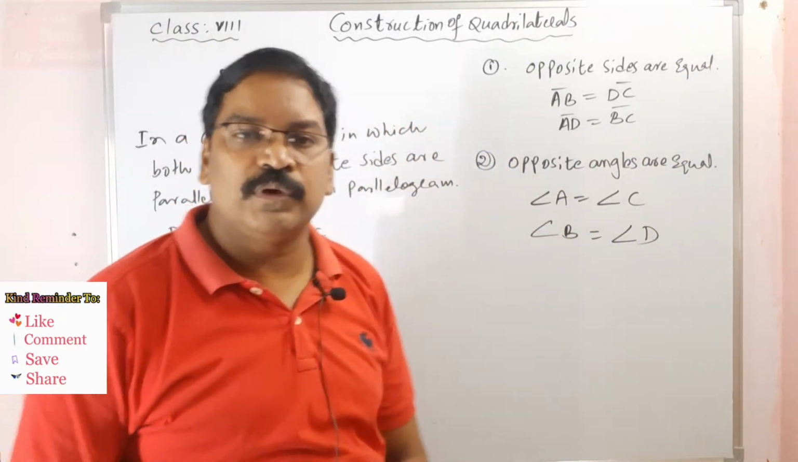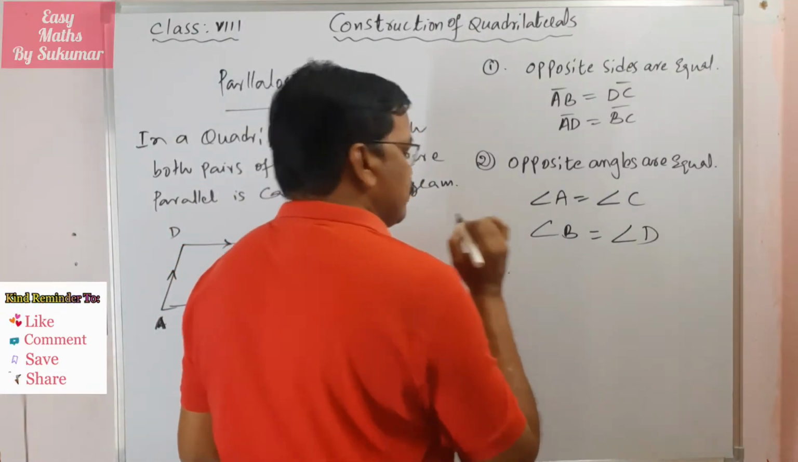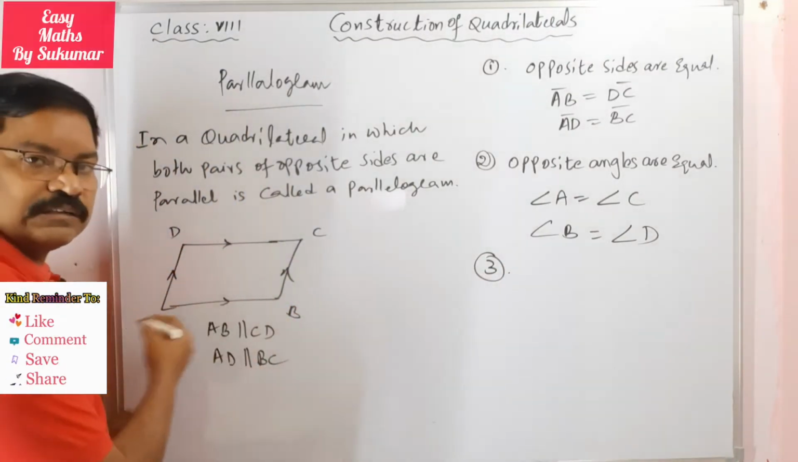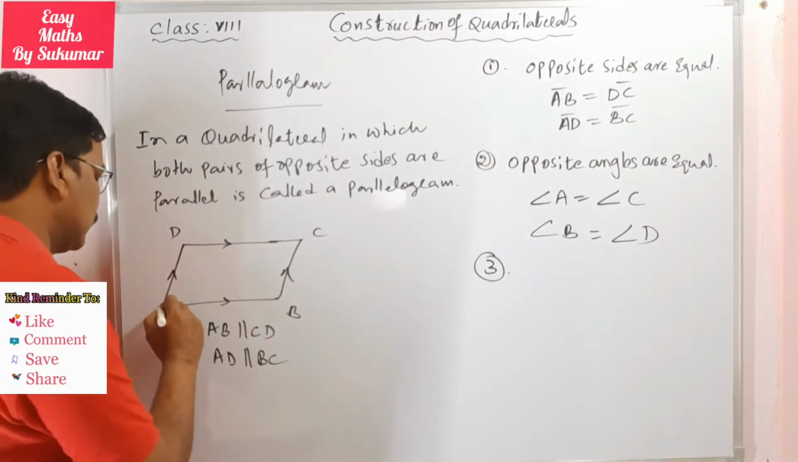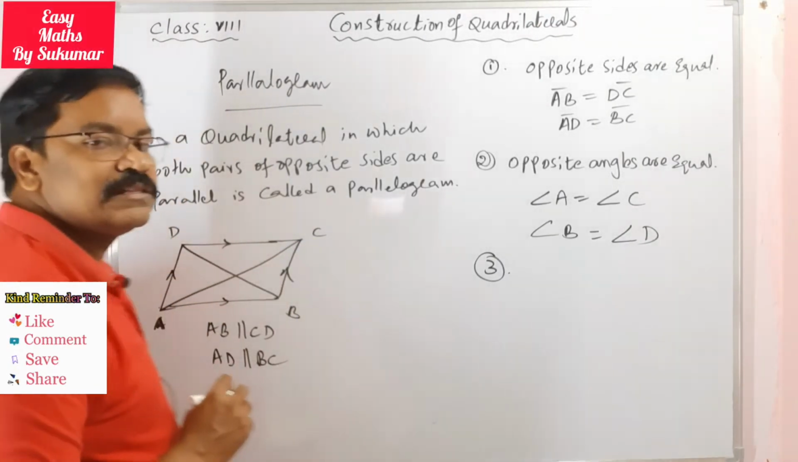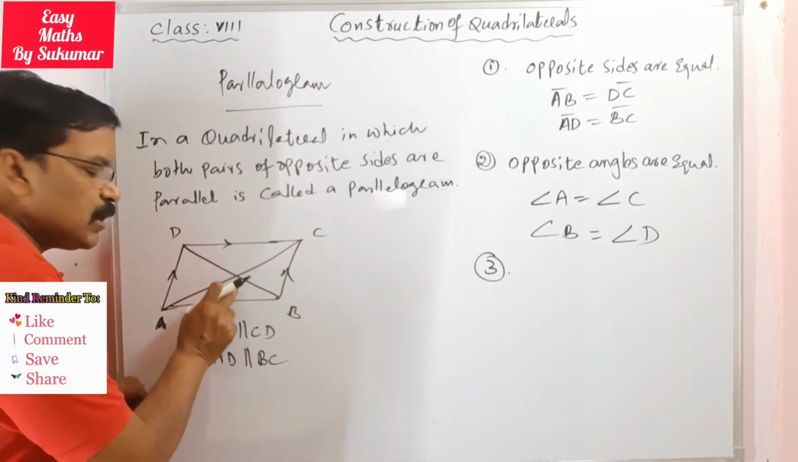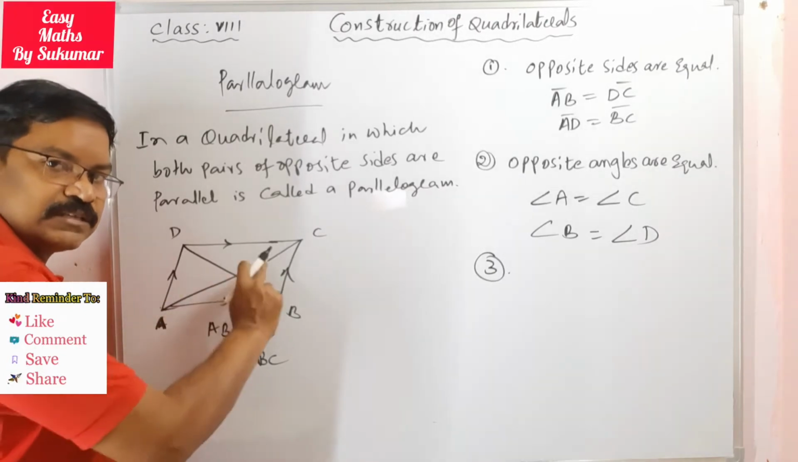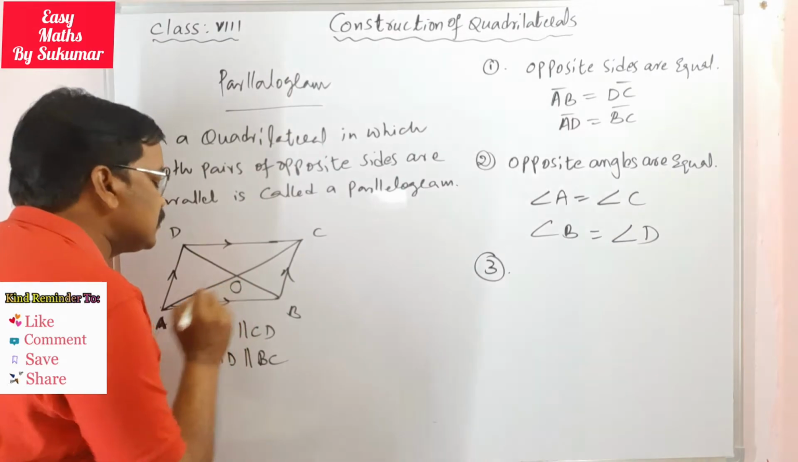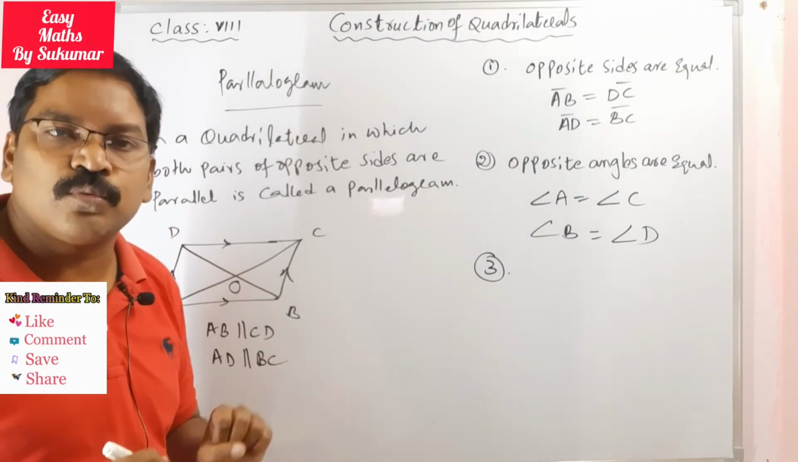Opposite angles are equal. Coming to the third property, before we learn this third property, what are the diagonals here in this parallelogram? This AC and BD are the two diagonals. Do you observe in this figure? The AC and BD are the diagonals. These two diagonals intersect at the point O, my dear students.